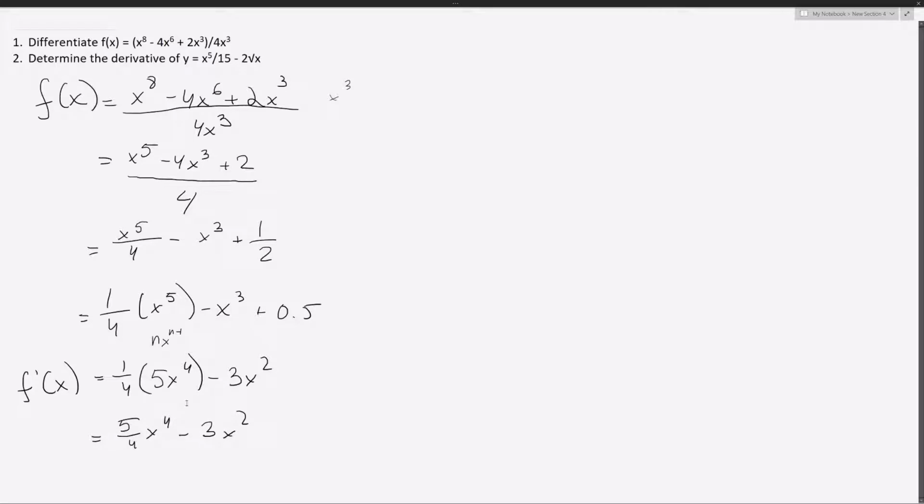We could factor it if you wanted to find the roots, for example, but it is not necessary in this case since we were asked to just find the derivative. So now let's actually look at question 2.